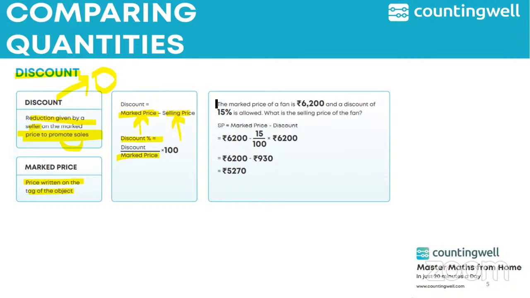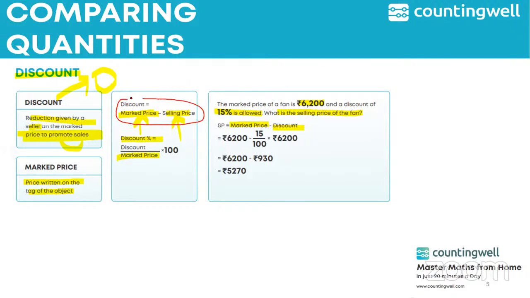For example, the marked price of a fan is 6,200 and a discount of 15% is allowed. Then what is the selling price of the fan? Now selling price will be what? It will be marked price minus discount, because discount is nothing but marked price minus selling price. So here you can see how the formula is used to find the selling price.